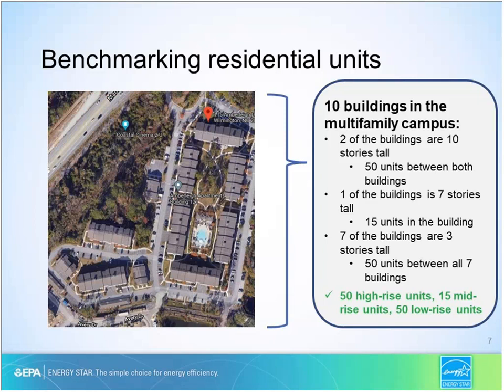buildings of different heights. When benchmarking this 10-building multifamily complex with a single building that is 7 stories tall and the rest of the 9 buildings are 3 stories tall, the applicant will want to classify all 50 of the units in the 10-story building as high-rise, regardless of what floors these units happen to be on in the high-rise building. 15 of the units in the 7-story building as mid-rise, and all 50 of the units in the 9 3-story buildings as low-rise.